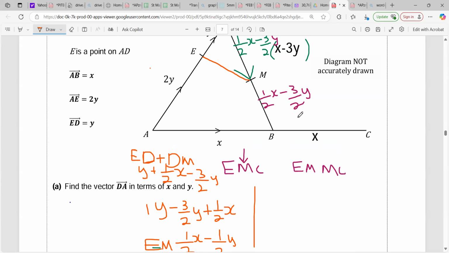But what is M to B? Which is this, right? Which is half X minus 3 over 2. So half X minus 3 over 2. But guess what? We're gonna add the X, right? Because after we reach here, we add X. So we add X.